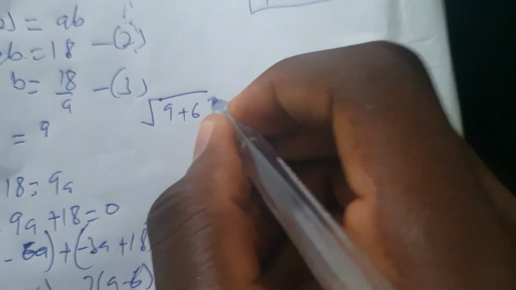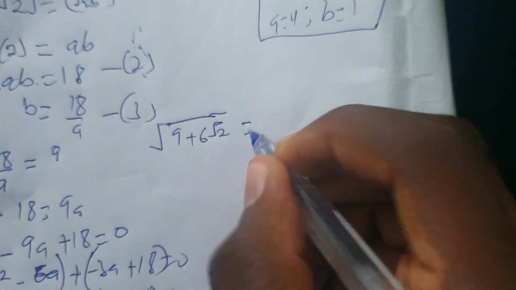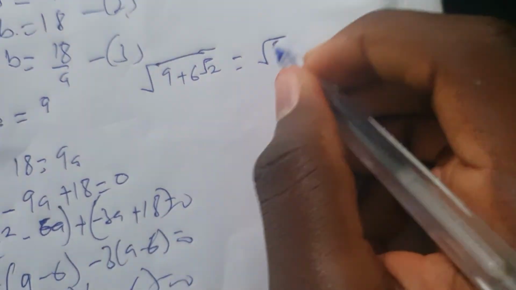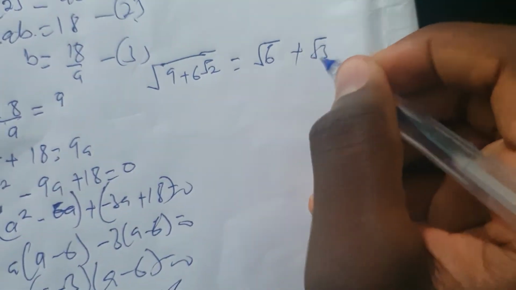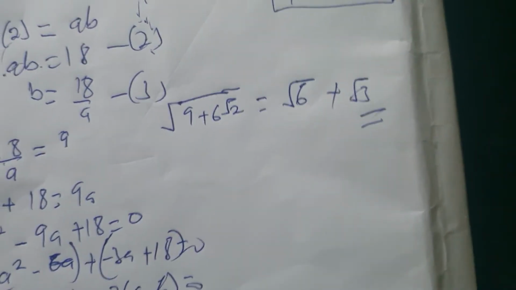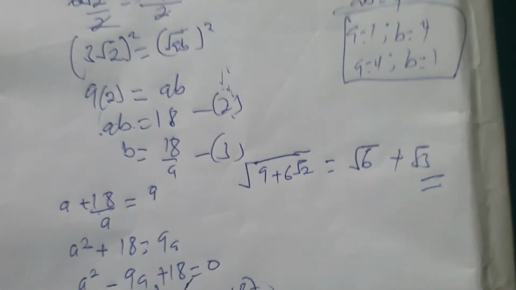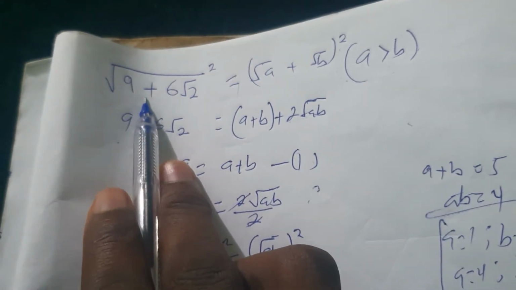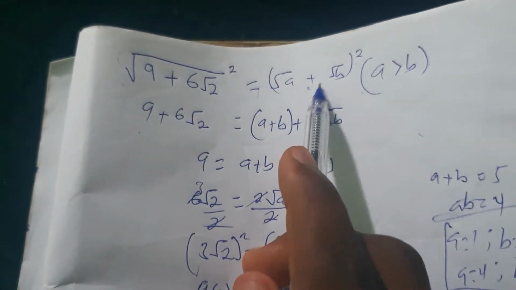That means that the square root of 9 plus 6 root 2 will be equal to root a plus root b. But a is 6, so root 6 plus root 3, and that will be our final answer. As I said, if the sign separating these two is minus, then here should also be minus.